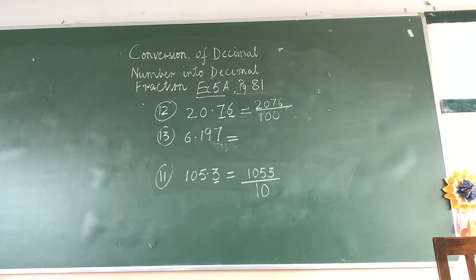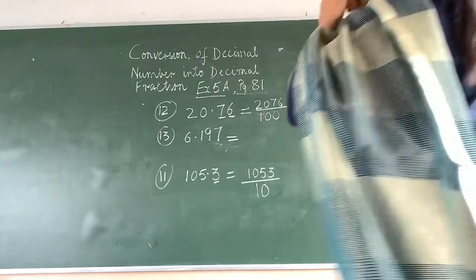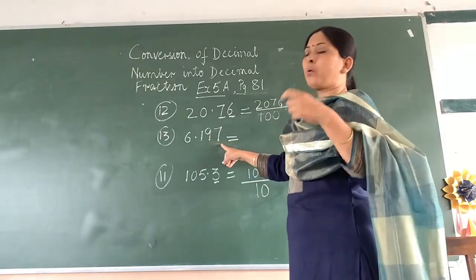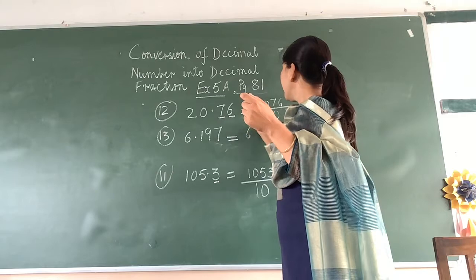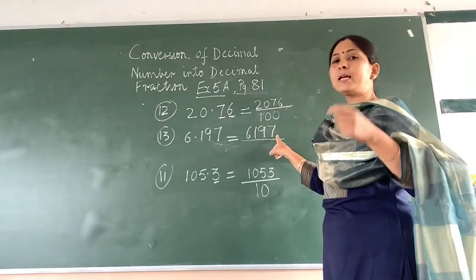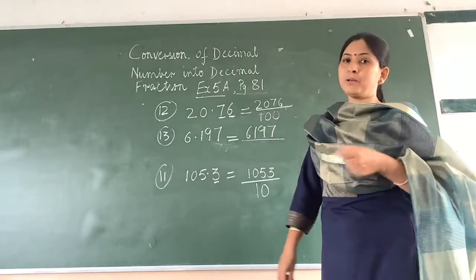Write this number without the decimal point. That will become the numerator. Now, have you written? Children, if we write this number without the decimal point, what will our numerator be? 6197. That becomes our numerator.